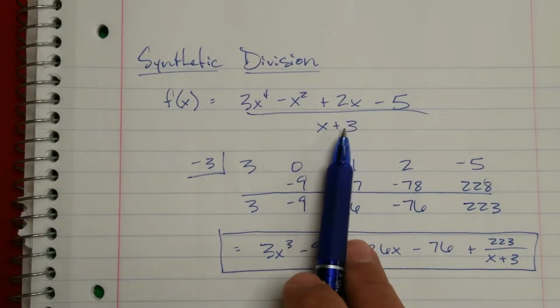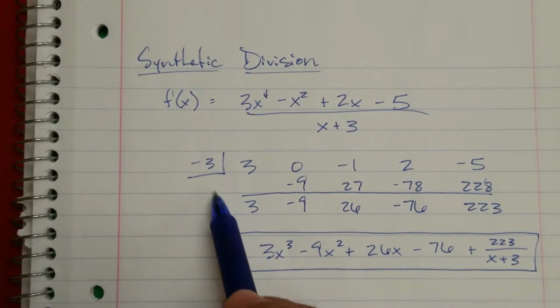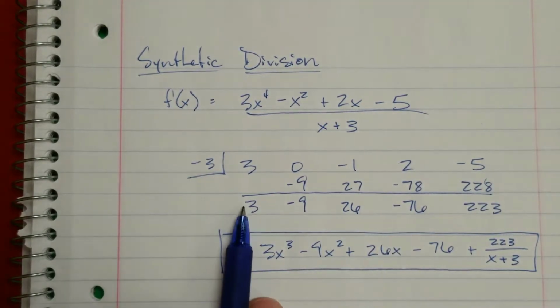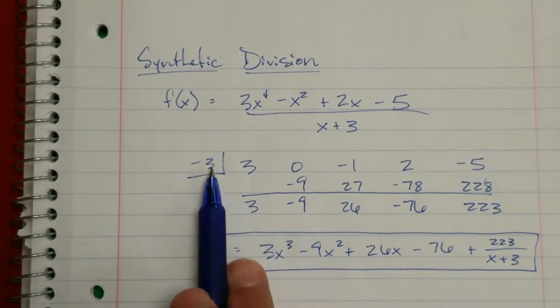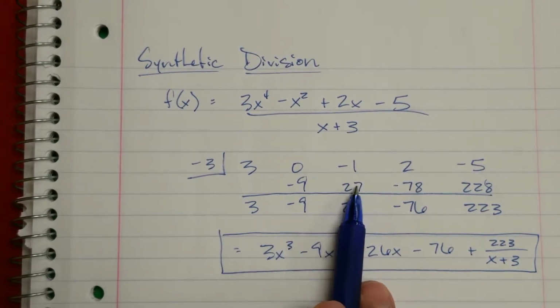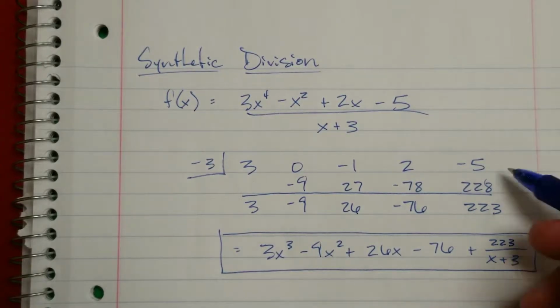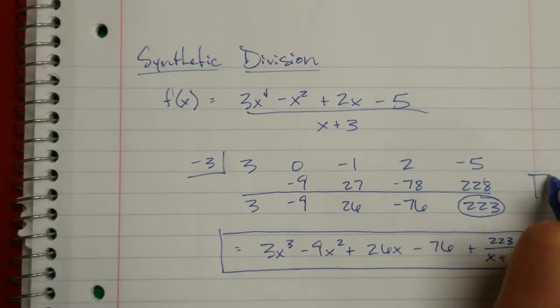Remember that we put the -3, the divisor, right here in what I call the box, and then we multiply here. We bring down the 3 first. We multiply here to get a -9, and then we add. We multiply to get the 27, and we add, and we just keep going. And then your last one here, the 223, this is your remainder.